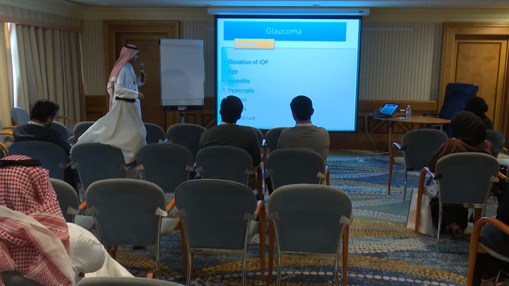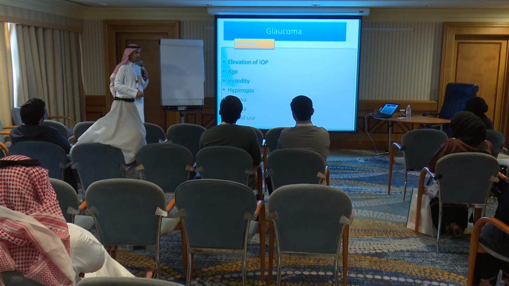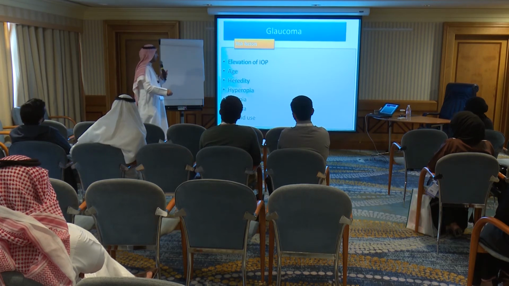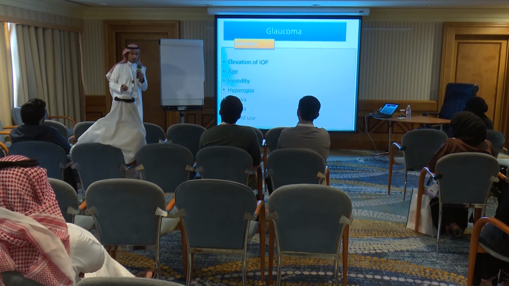Also myopic people are at more risk to develop open angle glaucoma, if you know the types of glaucoma. So hyperopic people are at more risk to develop angle closure glaucoma. Here they are at more risk to develop open angle glaucoma.